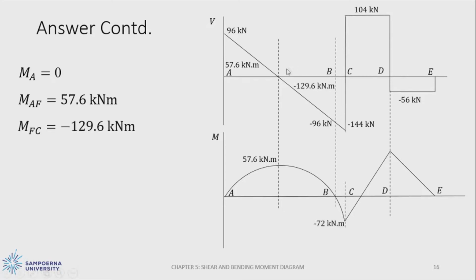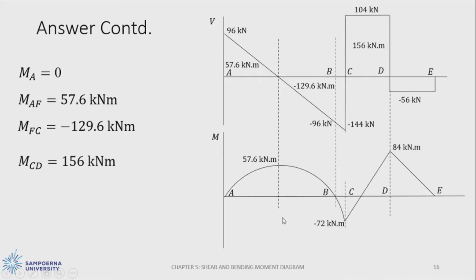Then from F to C, we have minus 129.6 kilonewton meter as the area below the graph. But for the bending moment diagram, we need to add them up. From minus 129.6 kilonewton meter, added by 57.6 kilonewton meter, we will obtain minus 72 kilonewton meter at point C.